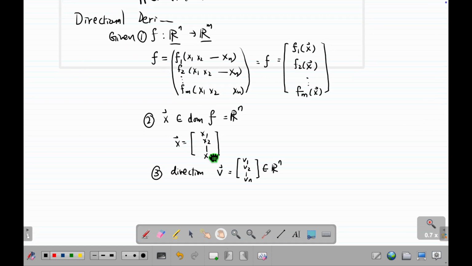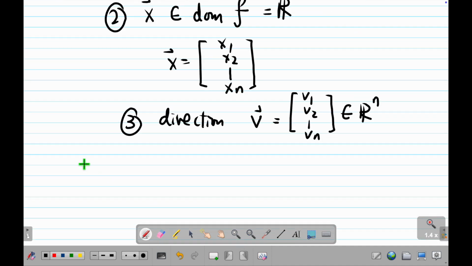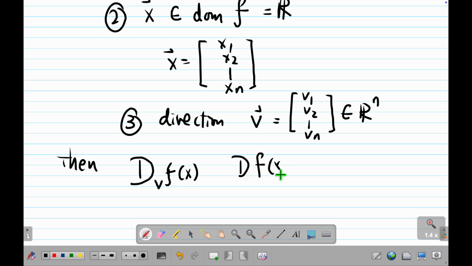Now let's recap. What's the directional derivative? We are given 1, 2, 3: a function, a point, another point. Then the directional derivative is denoted as d along vector v of function f at x. Some people write df x v. This is just what they write.